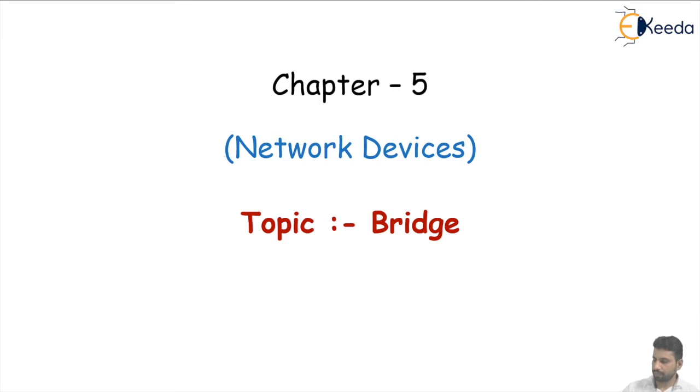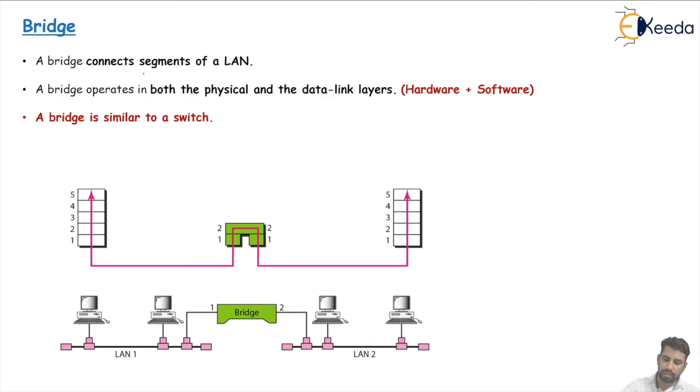A bridge connects segments of LANs. Here you see we connected LAN 1 and LAN 2 by using a bridge. This bridge has two ports: port number 1 and port number 2. The bridge works the same as our switch. A switch operates in two layers, the physical layer and the data link layer. In the same way, a bridge also operates in both the physical layer and the data link layer.